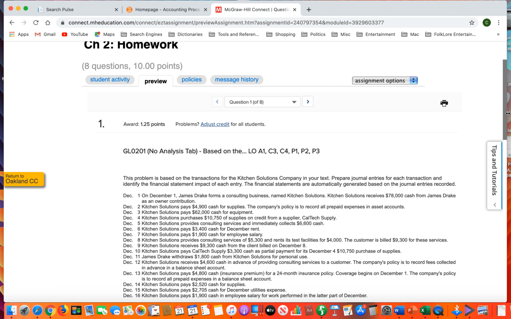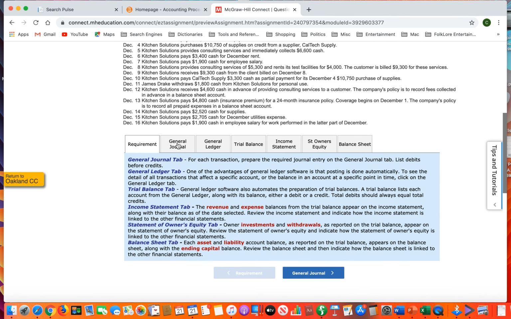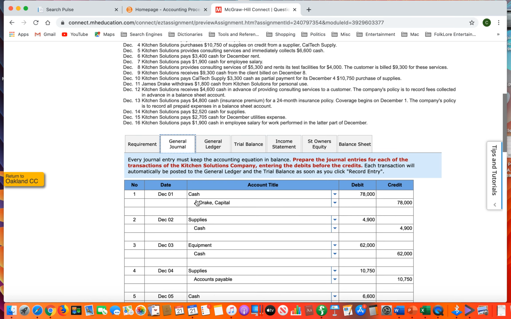Well, we know two accounts are involved, right? One is cash, and the other would be owner's capital. Now, which do you think you would debit versus credit? Well, let's take a look on the general journal. You debit cash, and this is the journal entry right here. Debit cash, and you credit capital. See that? It's right there.